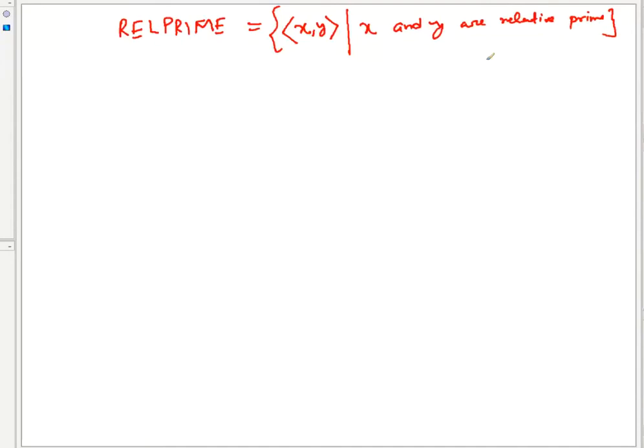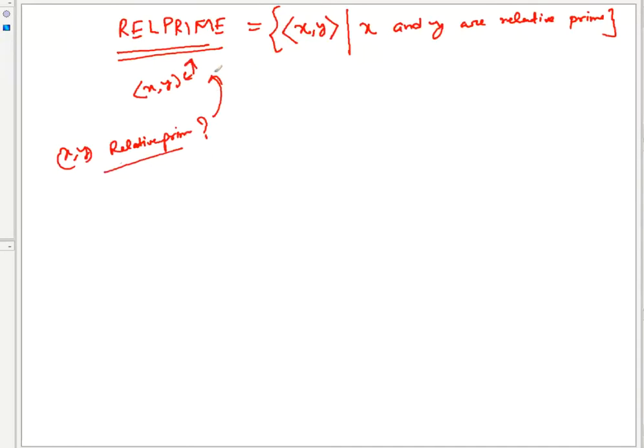Now, if I have to design an algorithm that solves the set membership problem for relative prime, this is equivalent to checking whether X and Y are relative primes or not. This question is equivalent to checking whether X and Y belong to this set or not. So having an algorithm that can solve this question is equivalent to having an algorithm that solves the set membership problem for this language.